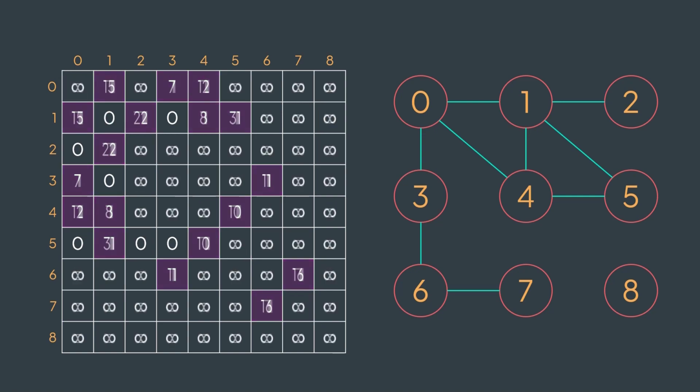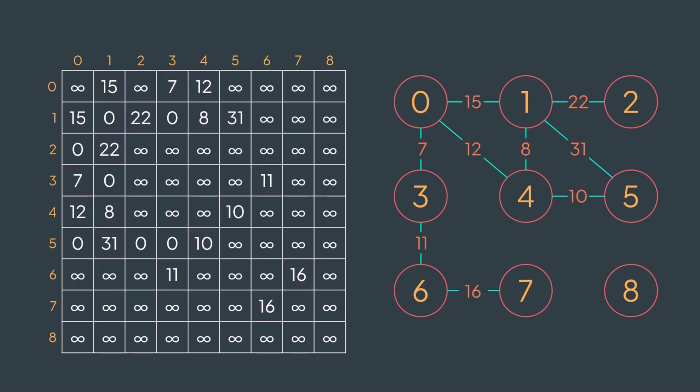And for weighted graphs, if there is an edge from i to j, we put the weight in that cell, else we put 0 or infinity. Infinity is preferred in cases where the weight can be 0, to avoid ambiguity.